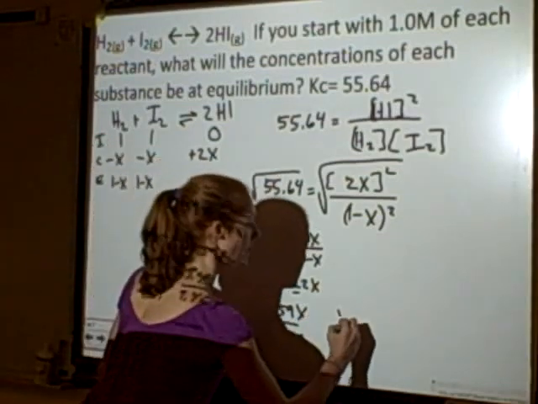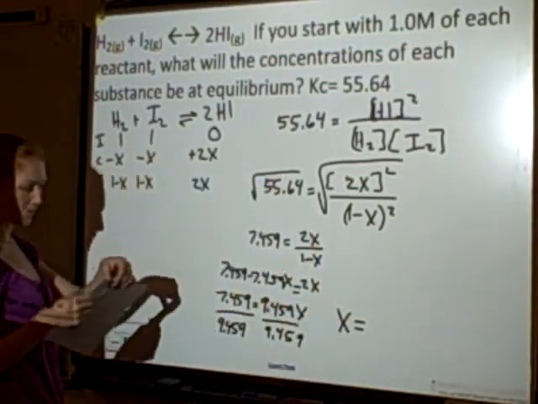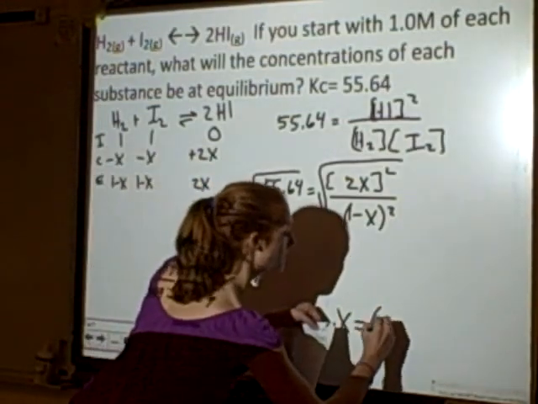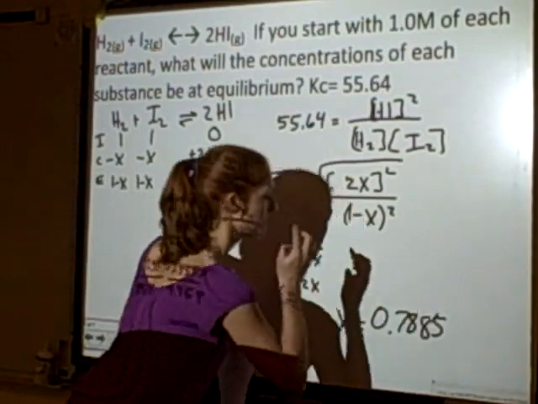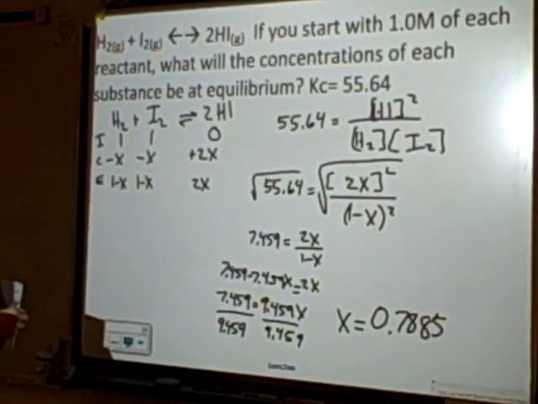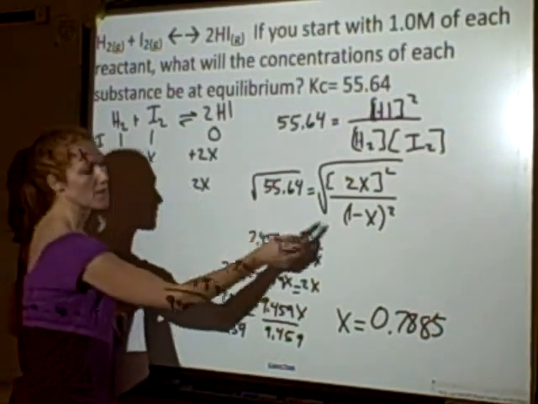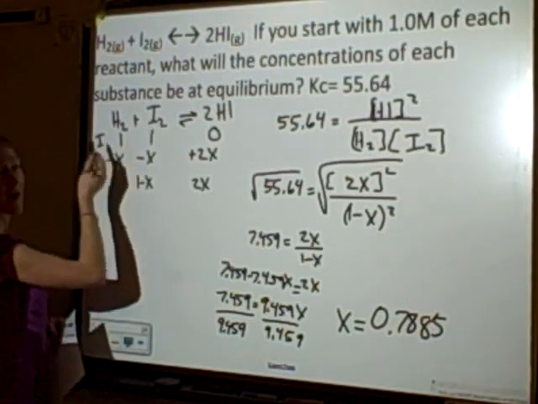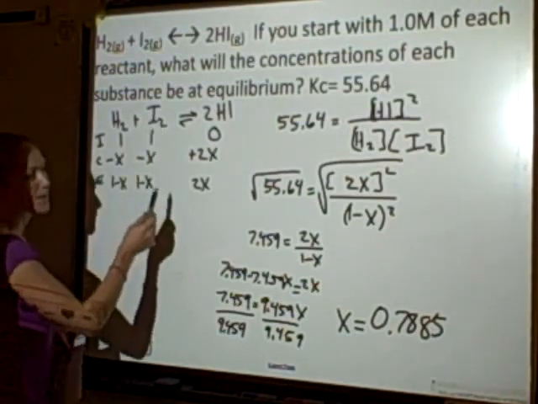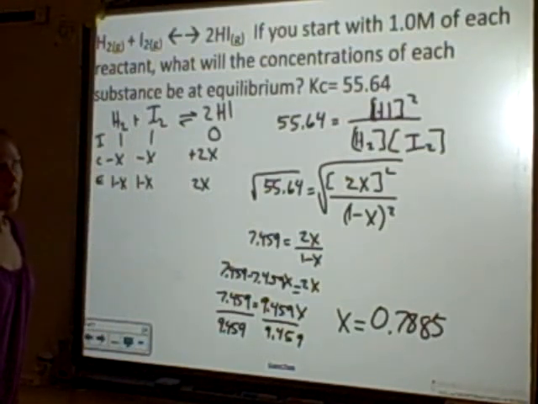Okay, so X is equal to 7.459 divided by 9.459, and I get 0.7885. So what that tells me is that my equilibrium concentration of HI is going to be 2 times 0.7885, and my equilibrium concentration of iodine and of hydrogen will be 1 minus 0.7885.